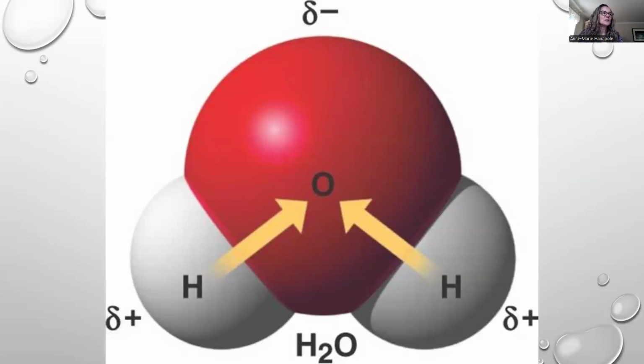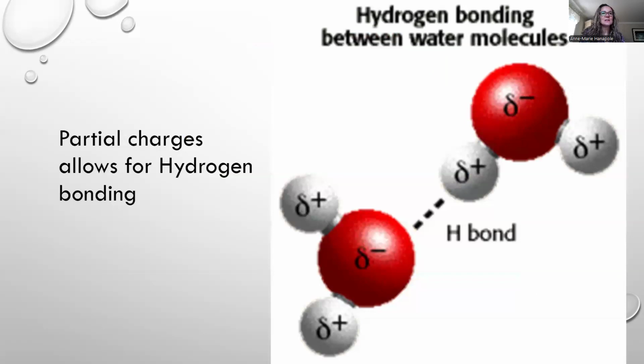So the little symbols at the top, this little squiggly symbol, it means partial. So the oxygen end is going to be partially negatively charged, and the hydrogen ends are going to be partially positively charged. And any polar molecule is going to have that charge difference between the sides of the molecule. And so water is a polar molecule, and that's what gives it its ability to hydrogen bond to other atoms.